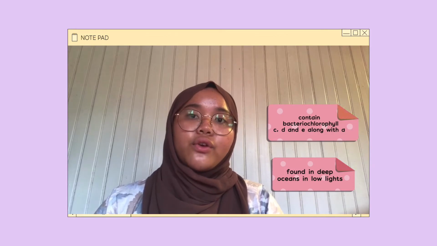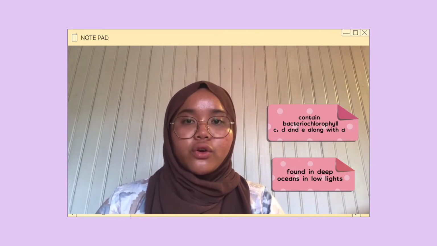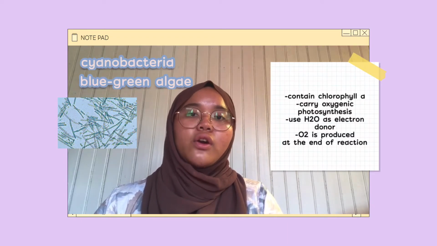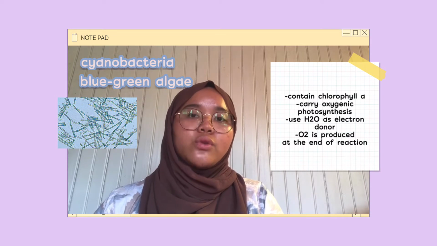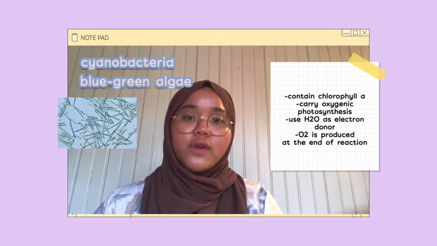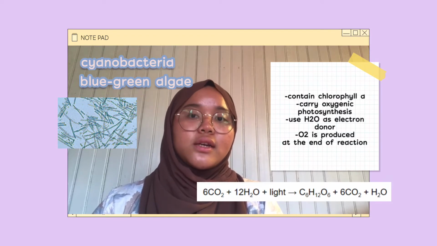They contain bacterial chlorophyll C, D, E, along with bacterial chlorophyll A that can be found in the plasma membrane and chlorosomes. Their photosystem is also similar to PS1 in higher plants. In contrast, cyanobacteria or blue-green algae contain chlorophyll A and carry on oxygenic photosynthesis. They use water as an electron donor, and oxygen is produced at the end of the reaction. The reaction that occurs is as follows.